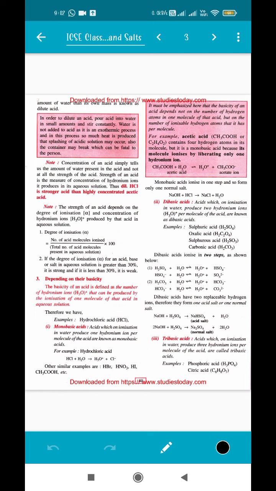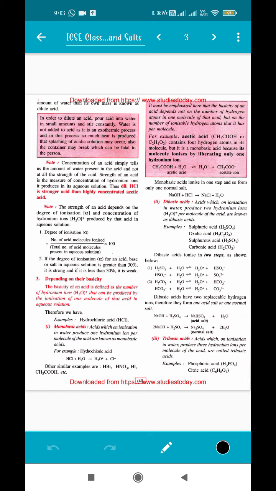So since dibasic acids form two hydronium ions in 2 different steps, therefore whenever it reacts with a base, it will produce two salts. One salt will be a normal salt, I'll tell you what is a normal salt, and the other salt will be an acid salt. So basically you have to remember that if there is a dibasic acid, there will be 2 salts formed. If there is a monobasic acid, there will be a single salt formed.